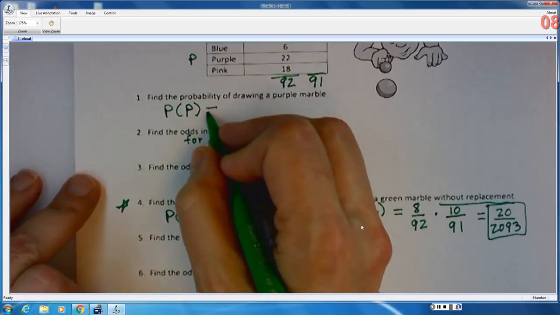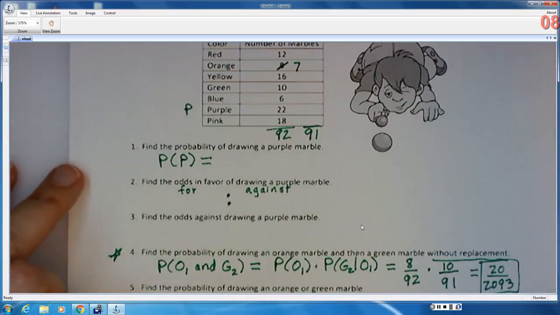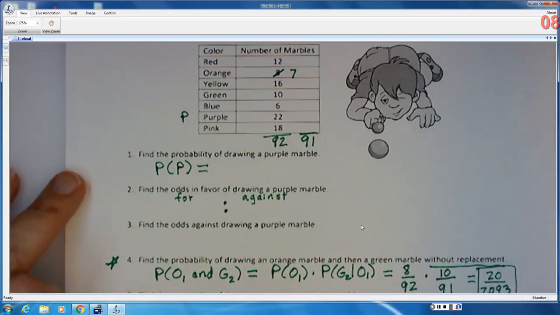So let's just do these first two. I'm going to help you with this first. I don't think you know how to do this. So, what's the probability of drawing a purple marble? It's the number of ways you can draw a purple marble out of the total number of marbles. Probability uses the total number of marbles. You want us to simplify it?